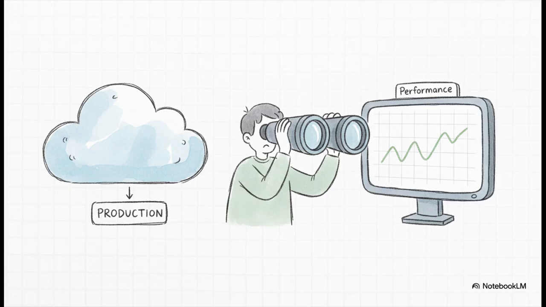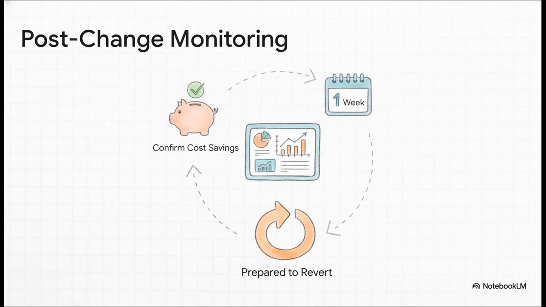All right, so you've made the change in production. You're done, right? Not quite. The job isn't over just yet. You need to keep a close eye on things to make sure the change was a success. Yeah, this last step really closes the loop on the whole process. You're watching those key performance metrics for at least a week just to catch anything weird. You're ready to bump the size back up if you need to. And of course, you double check that you're actually getting the cost savings you expected.